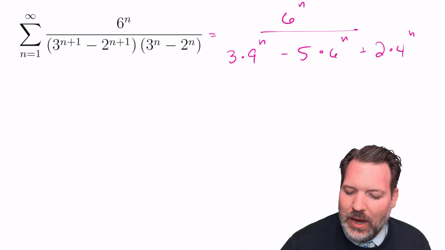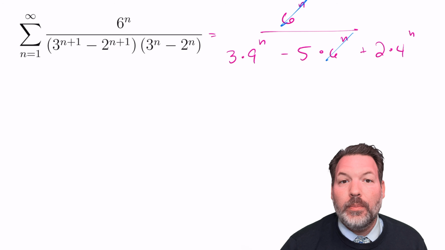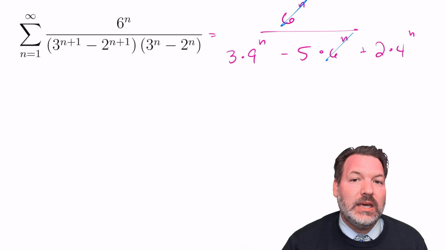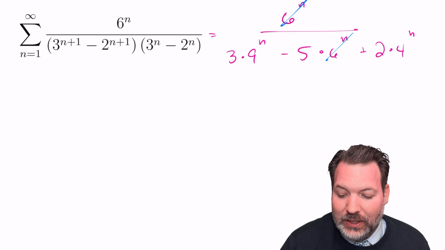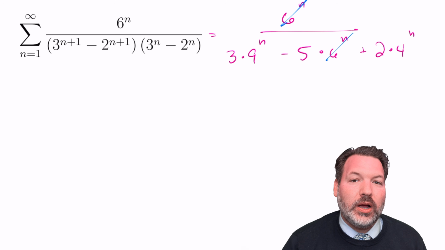I tell my students all the time, you have to be super careful about cancellation. Just because I see that both the numerator and the denominator have that 6 to the n power, that doesn't mean that I can just kind of randomly cross them off.